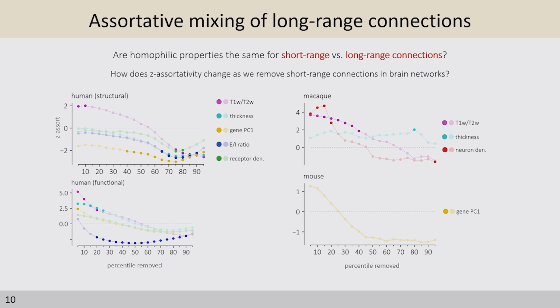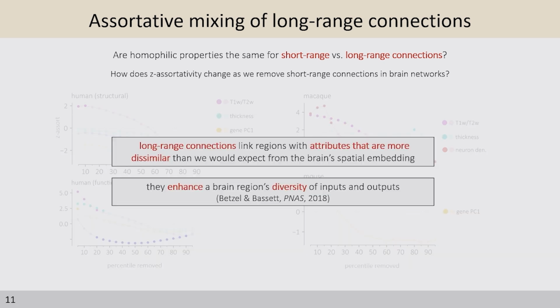And what's perhaps interesting is if you look at the top left graph here, in the human structural connectome, if we remove a large number of connections, most of our annotations become significantly disassortative. And what that means, basically, is that long-range connections appear to be linking regions that have attributes that are more dissimilar than we'd expect from the brain spatial embedding. And this is interesting because it might suggest that these long-range connections exist to enhance the diversity of a brain region's input and output. And this is actually related to other theories that have suggested similar things in the past.